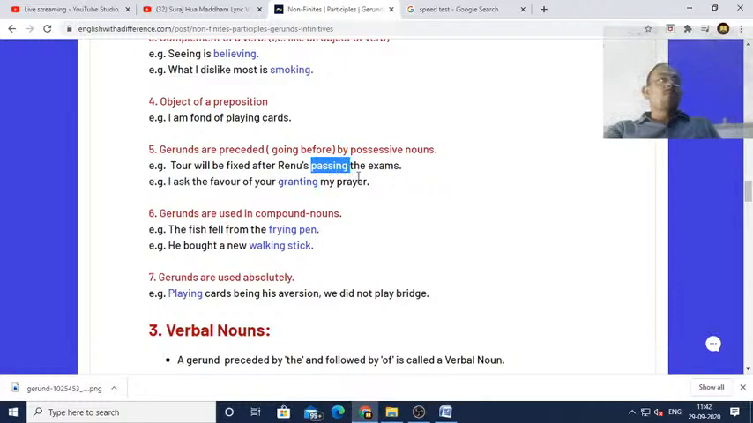So these are some of the ways by which you can identify which is gerund, which is present participle. For example, "I ask the favor of your granting my prayer." Granting is followed by the possessive pronoun here, your. It can be a possessive pronoun as well as a possessive noun. So as -ing is followed by the possessive pronoun here, this is a gerund, not a participle. You've got to remember all the rules to be able to identify which is gerund and which is participle.